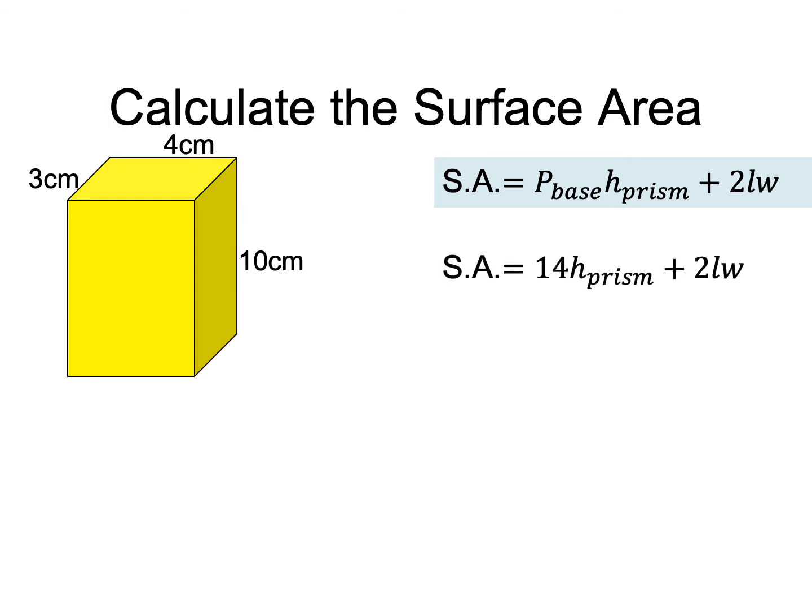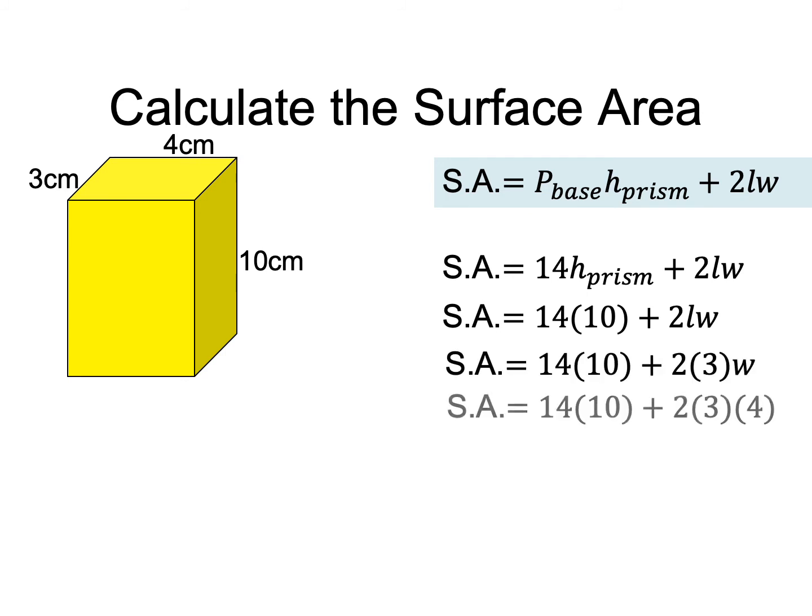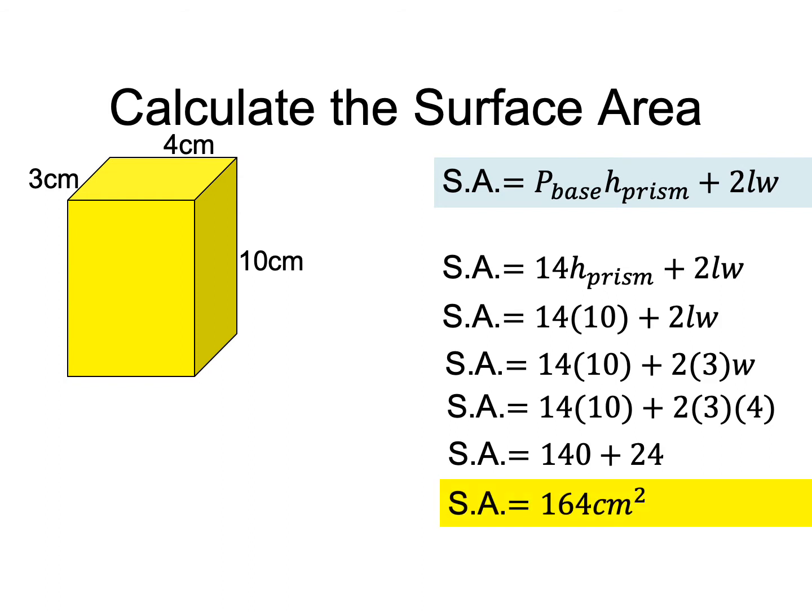The height of the prism, or the distance between the 2 bases, I'm using the top and bottom as my base. So the distance would be 10. And then the length and the width of the base, remember I use the top as the base, would be 3 and 4. Do all that math, you get your answer. And remember the units would be squared because we're doing area, surface area. So that's why it's 164 centimeters squared.